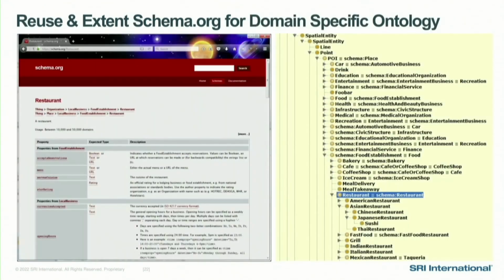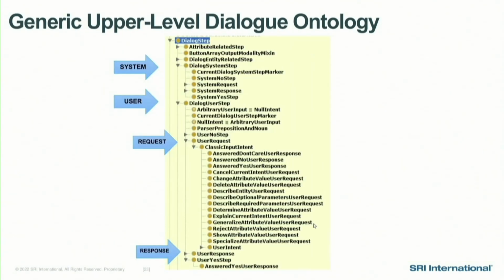To satisfy the "let's use off-the-shelf ontologies to reduce modeling costs" desire, I imported and extended schema.org. Schema.org has a restaurant class with many useful slots, and many other useful classes that made sense for our point of interest demo VPA. Part of our upper-level dialog management ontology is shown here.